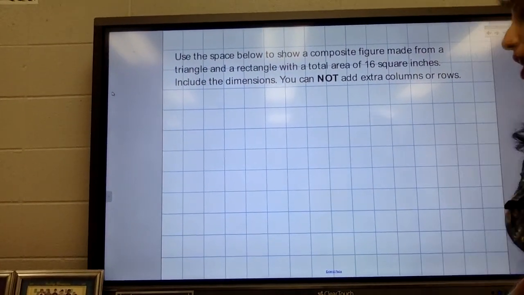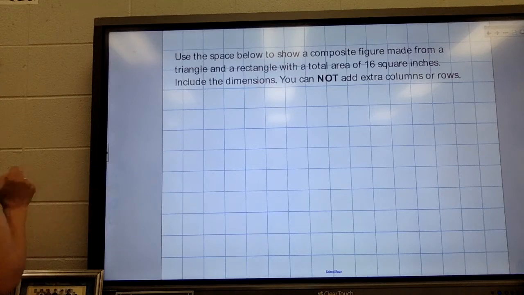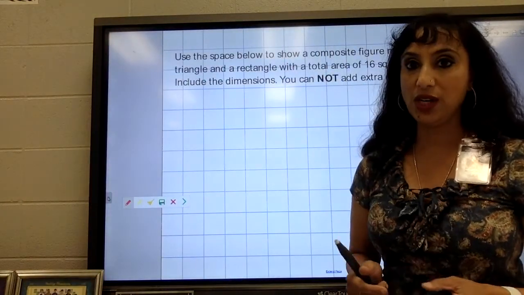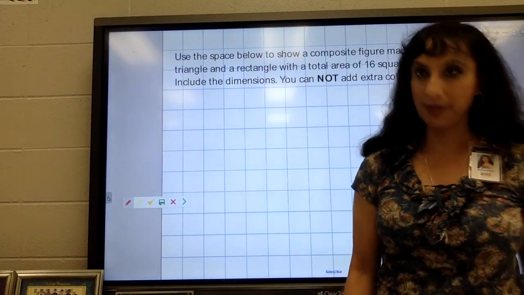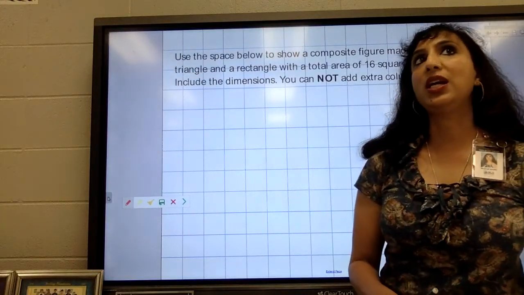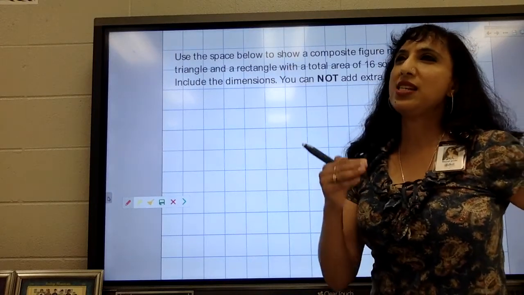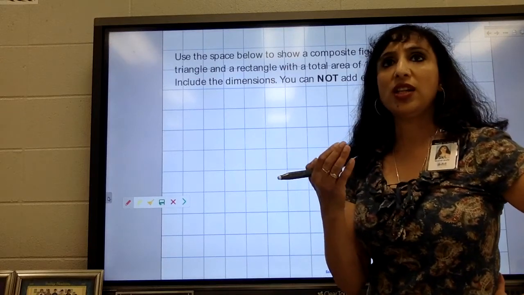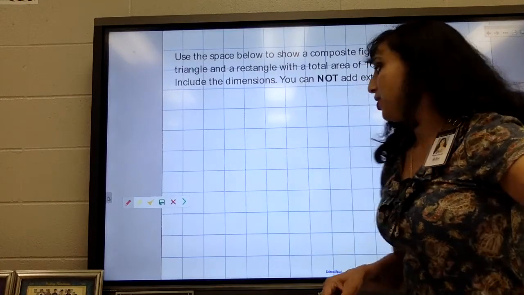Okay, so if I have this, what I can do is, all right, try to break it apart. Let's say I want to keep my rectangle. Let's say I do 8 square units. If I do 8 square units, I will need 8 square units for the triangle. So if I'm looking at the factors of 8, I could do 4 times 2, right?